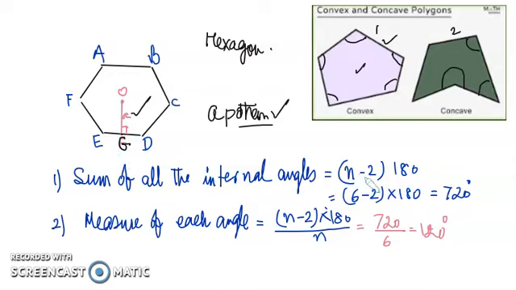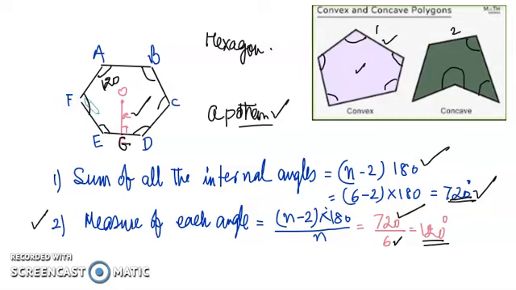Now, sum of all the internal angles. The formula given was n minus 2 times 180, where n is the number of sides. So the number of sides of this hexagon is 6. So 6 minus 2 times 180, that is 720, is the sum of all these angles. If you measure all these angles individually and add them, your sum will be 720, and they will all be equal. So what is the measure of each angle? Find the sum of the angles and divide it by the number of sides. So the sum of the angles is 720, divide it by the number of sides, that is 6. So the measure of each angle will be 120.